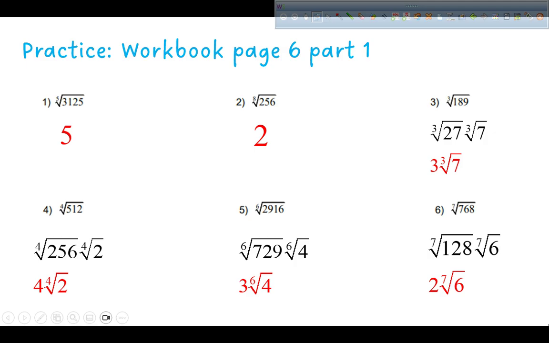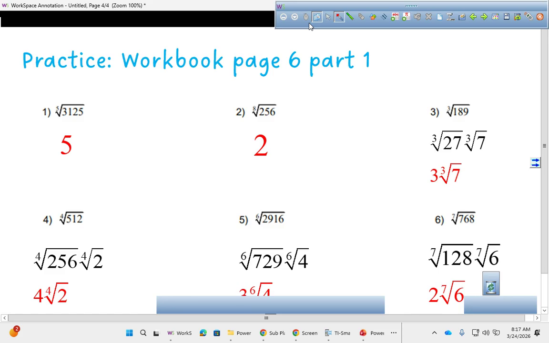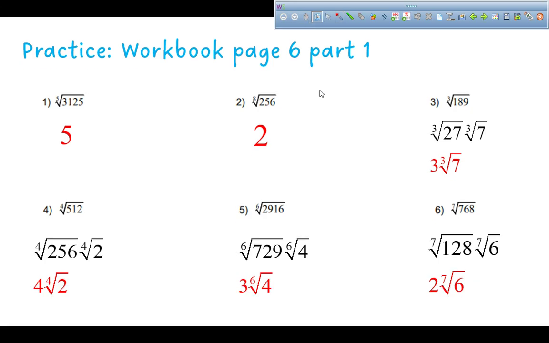All right, so here are the answers. They're all up there. The first two, I just typed them in, got a whole number, moved on. The last four, I had to do a little bit of work for them. So just take a peek at what perfect numbers I picked and how I simplified them, and let me know if you have any questions on any of them.